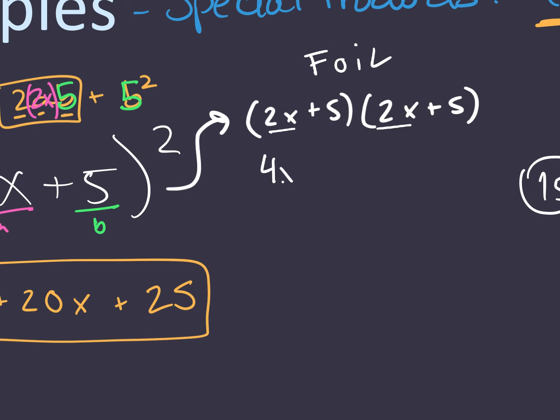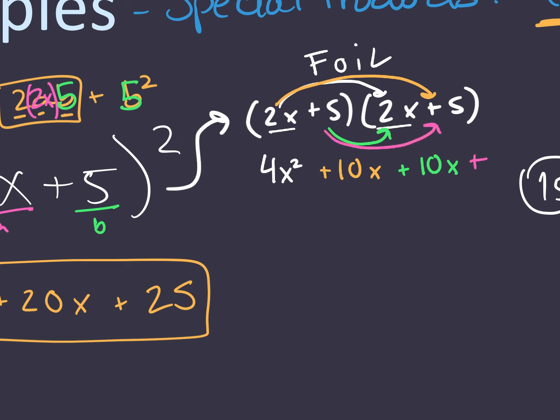4x squared, awesome. So that's the first ones. Then I multiply the outsides. So what's 2x times 5? 10x. And then I multiply the inside. So 5 times 2x would be 10x. And then I multiply the last one. So 5 times 5 is 25. Then I would combine my like terms, which are the ones in the middle here. So this becomes a 20x in the middle, and then 4x squared and 25 stay the same.